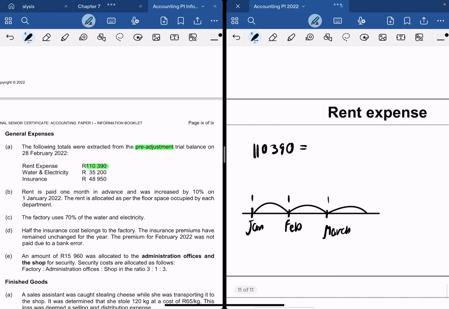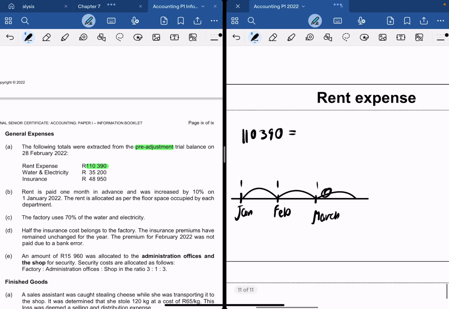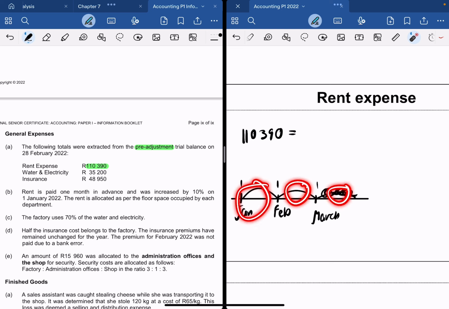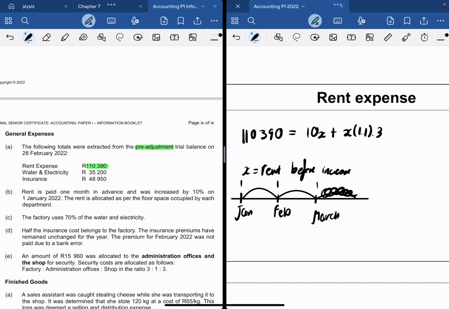Okay, so they say 1 month in advance, right? So it probably means that they paid for the March expense as well. So that means 3 months had the increase. 1, 2, 3 months. So if we let X be the rent before the increase, you have 10 months of the non-increase rate plus X times 1.1 times 3 months, because this X times 1.1 gets us the increase rate times the 3 months, right?